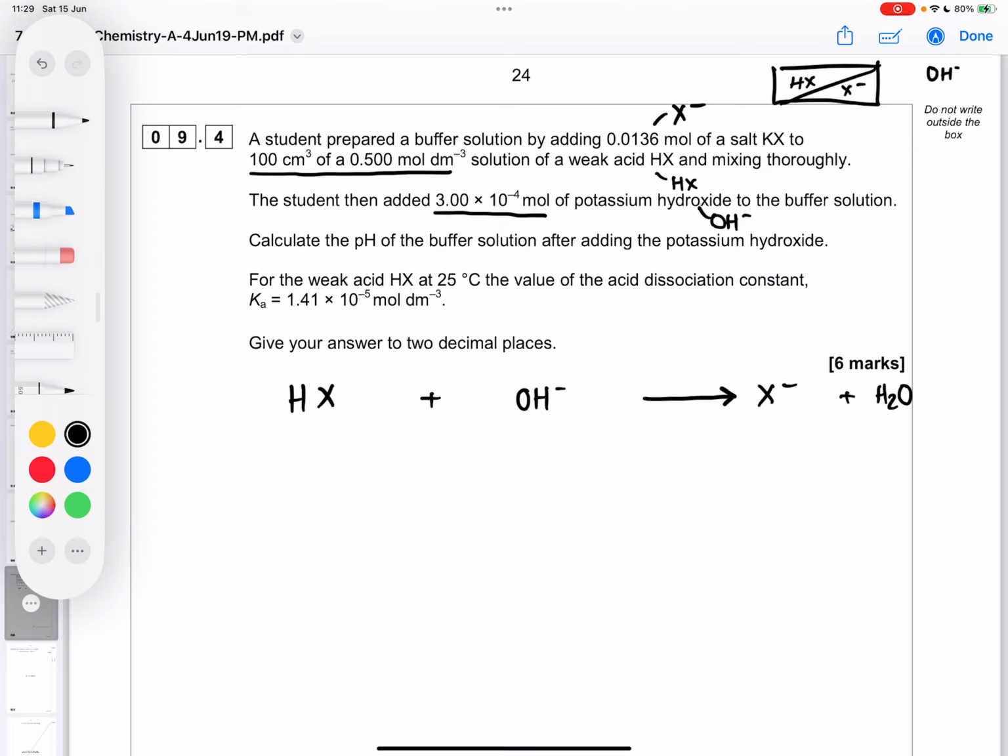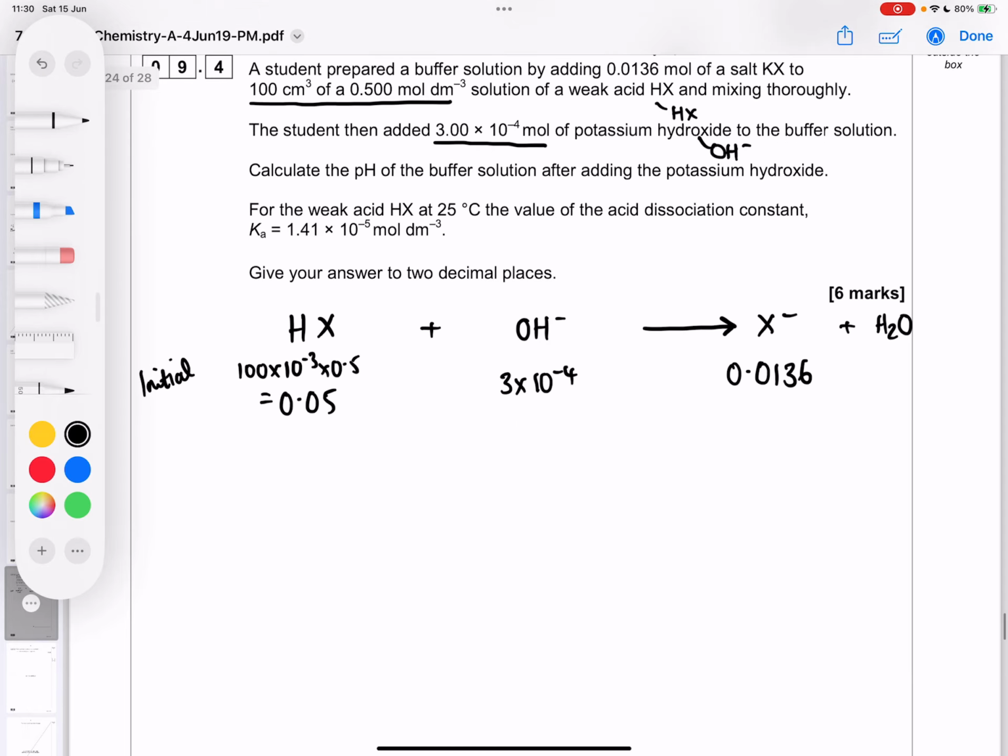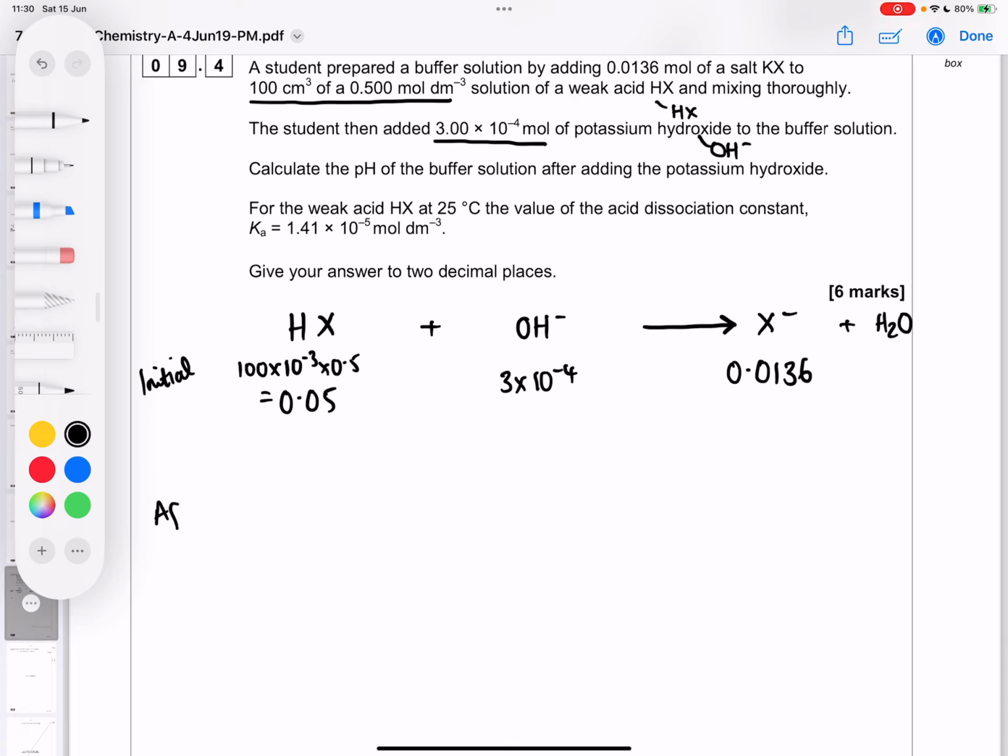How much HX did we have at the beginning? Well, we had 100 centimetres cubed of 0.5. So we need to work out how much that is in moles, 0.05. We had 0.0136 of this. This is at the beginning, before anything reacted. And we put in 3 times 10 to the minus 4 moles of this. So after those have reacted, what have we got left? Well, the sodium hydroxide disappears, it goes down to 0. So this one will also react in the same proportions.